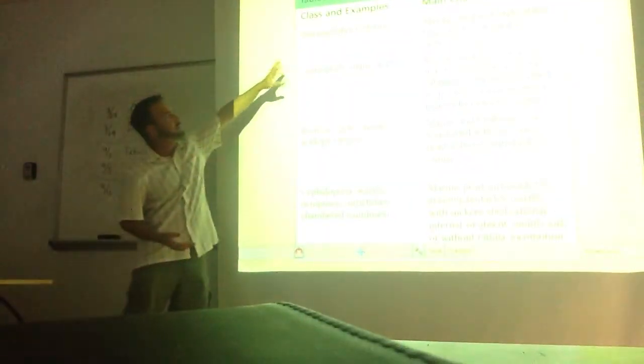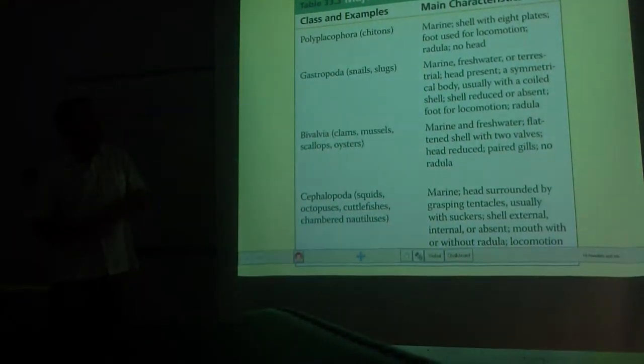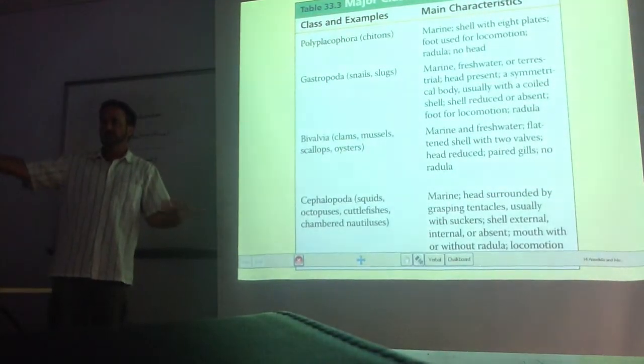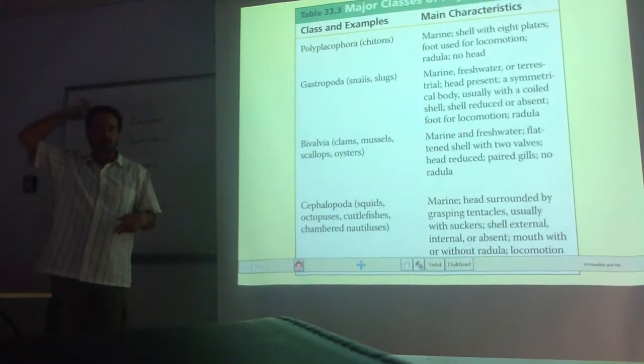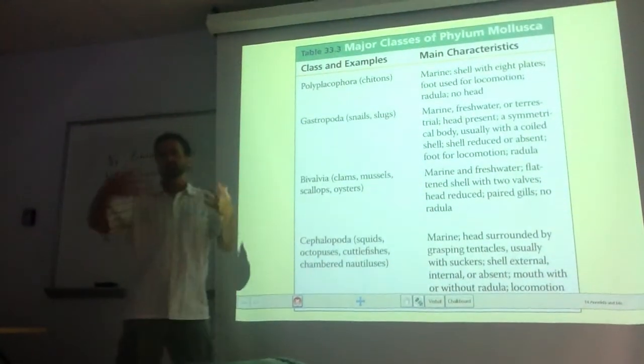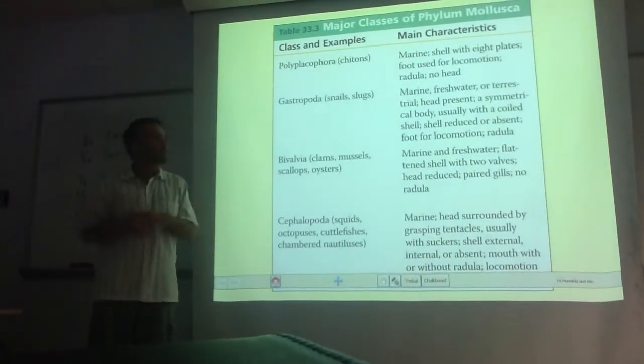You'll notice there's another class on this little table out of Campbell, the Polyplecophorans, which are chitons. I don't think you have chitons in Florida. They're common in California and intertidals and stuff. I'll show you a picture of one. Polyplecophora means many shells. You'll see that they actually have 8 little shell plates.